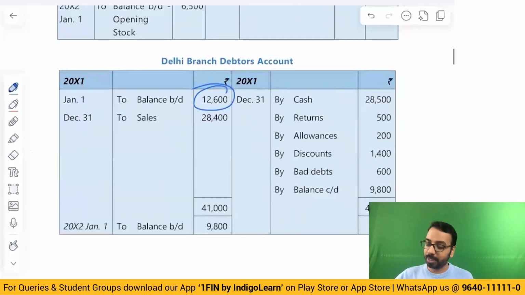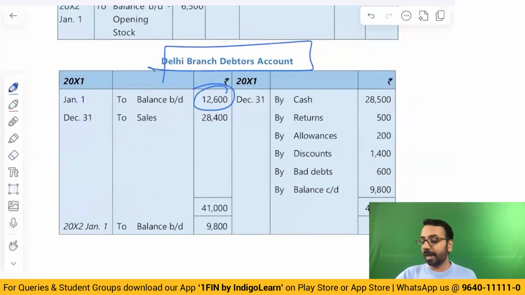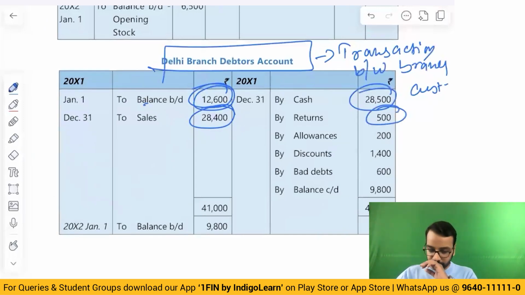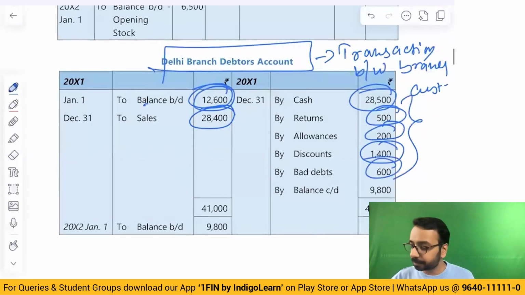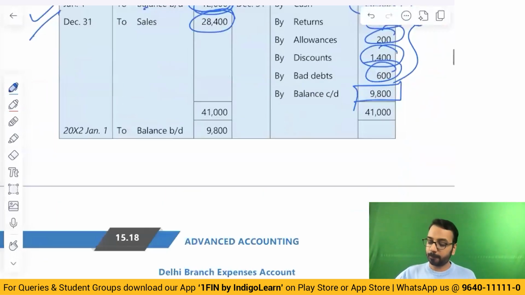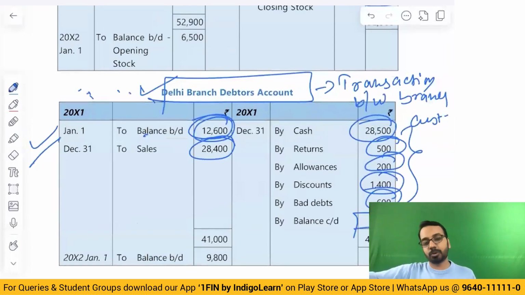All right. Then, when you prepare the debtors account, this will capture transactions between branch and customer. So, opening balance, credit sales, cash collected, sales return, allowances, discounts, bad debt. All of this has been given. And closing balance of 9,800. This is a normal thing. This, as I again told you, will not impact your P&L. Okay. So in the exam, you can prepare this towards the end also.